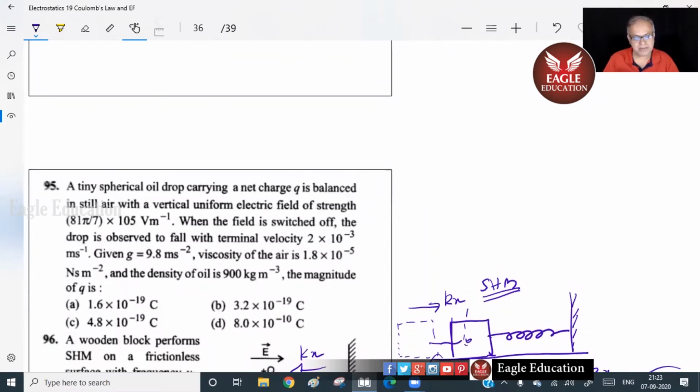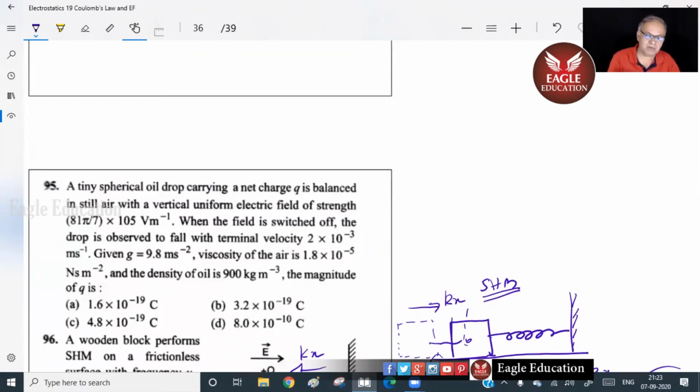95. These are all better questions anyway. A tiny spherical oil drop carrying a net charge Q is balanced in a misty layer with a vertical uniform electric field of strength so much. When the field is switched off, the drop is observed to fall with the terminal velocity of so much. So the charge Q is dash. This is actually Millikan's oil drop experiment idea.